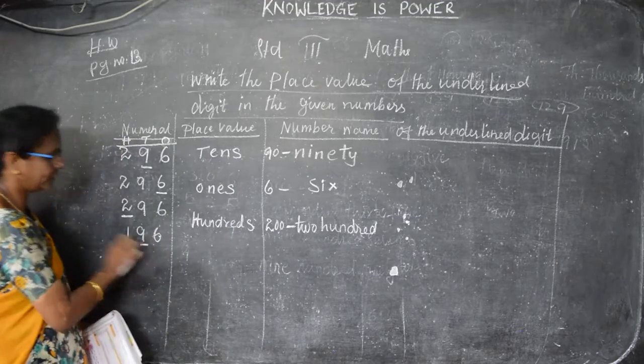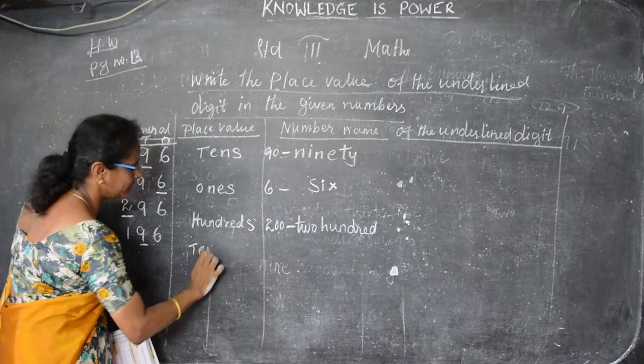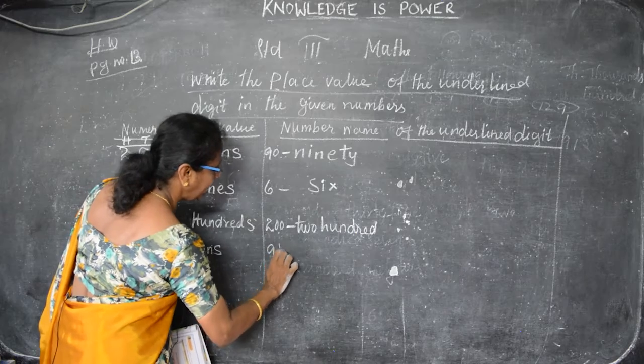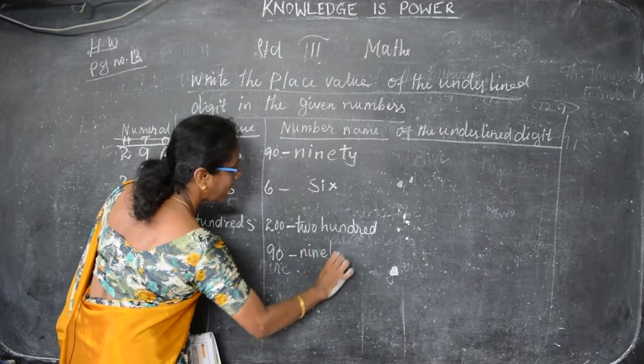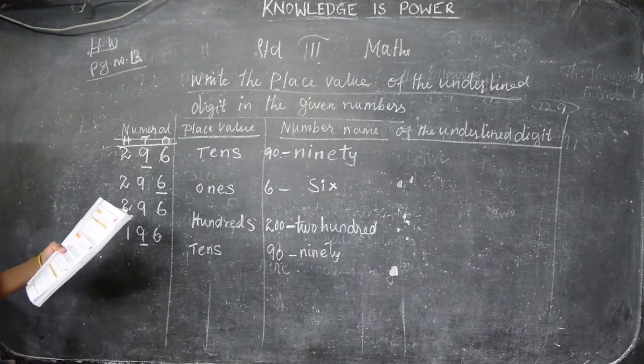Okay. Now 196. So 9 is underlined. So 9 is in which place? Tens place. You write tens. So what is the number here? 9 tens. So 9 tens is 90. So you can write 90. 9 tens, so that is 90.